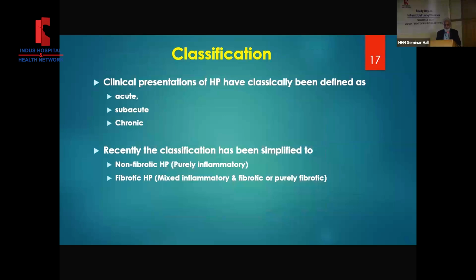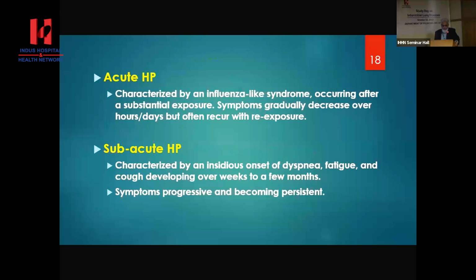Clinical presentations of HP have classically been defined as acute, subacute, and chronic. But recently, the classification has been simplified to non-fibrotic HP, which is purely inflammatory, and fibrotic HP, which may be a mixture of inflammatory and fibrotic, or purely fibrotic. Acute HP is basically characterized by an influenza-like syndrome that occurs after substantial exposure. The symptoms may gradually decrease over hours and days, but often recur with a re-exposure.